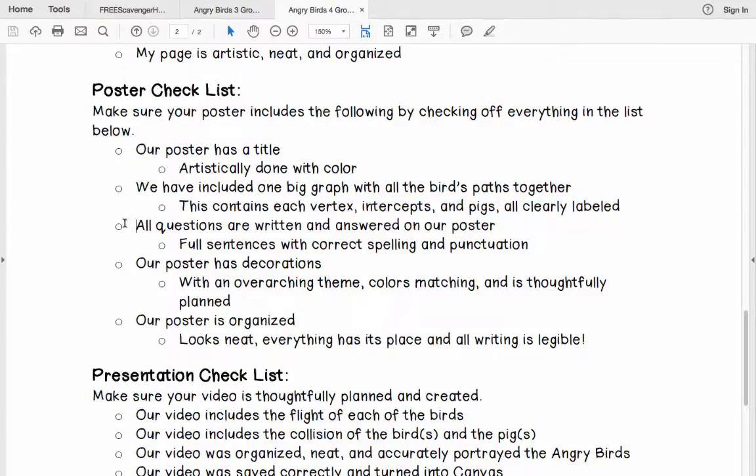I need to see the answers to those 2 questions on your poster. Once again, it does not need to be full sentences. I've changed that, but it needs to be clear who went the highest, who went the farthest, who hit the pigs. And you need to have your evidence on there.